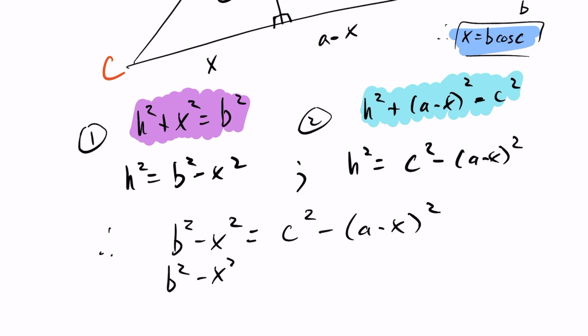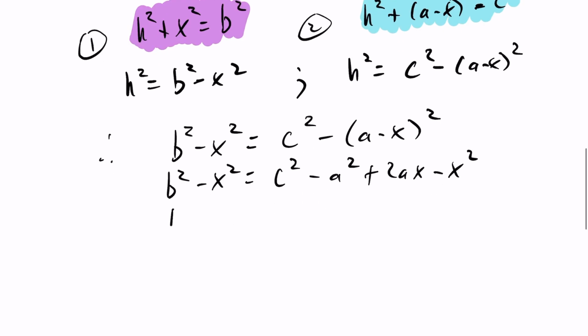And we should expand this all out. If I do that, I get c squared minus a squared. When I expand that out, I'm going to get a minus 2ax, distribute to be positive 2ax. And then lastly, this will be a positive x squared, and when I distribute that, you get a minus x squared. So from here, we see the x squareds cancel. I get b squared equals c squared minus a squared plus 2ax.